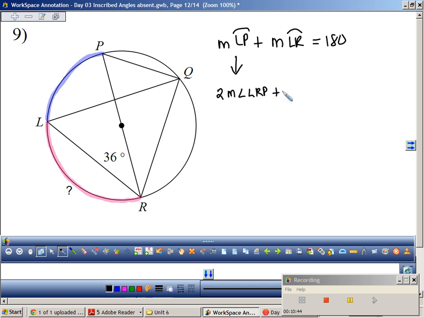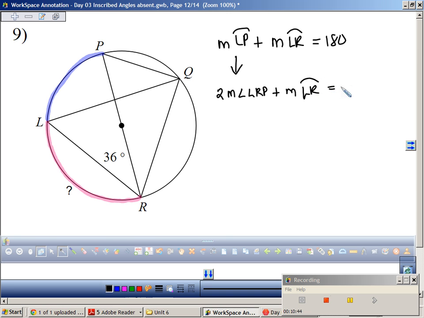LRP plus, I still have the measure of arc LR equals 180 degrees. Well, I already know the measure of LRP, it's 36. So 2 times 36 plus the measure of arc LR equals 180. 2 36s are 72 plus the measure of arc LR.